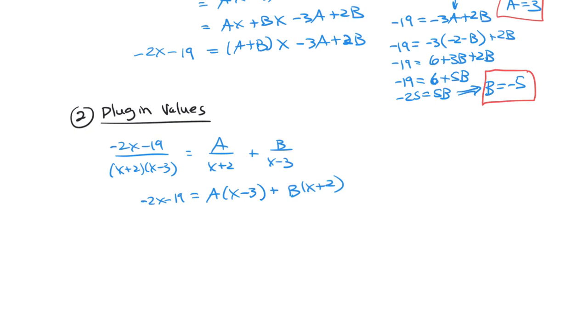So I'm going to pick an easy value like that. Let's let x equal 3. So I'm going to plug in 3 for all of the x's. I plug in a 3 here. I'm going to get -2 times 3, which is -6 minus 19. So -6 minus 19 equals, well, 3 here is just going to make this be 0. And we'll get b times 3 plus 2, which is 5b. This makes -25 equals 5b, which means if you divide by 5, b equals -5.